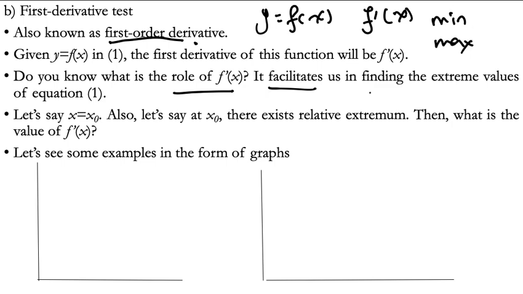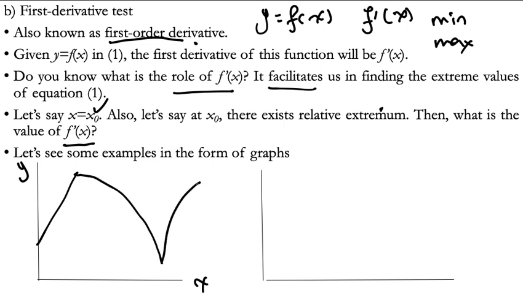Let's say we pick one value of the choice variable, let's say x equal to x0. And let's say at x0 there exists a relative extremum, could be a minimum or maximum point. So if we are at x0 and we have a maximum or minimum point at x0, then what is the first derivative at that particular point? So let's say we have the first graph here, y and x here, and then we have something like this, and then something like this, and then something like this.